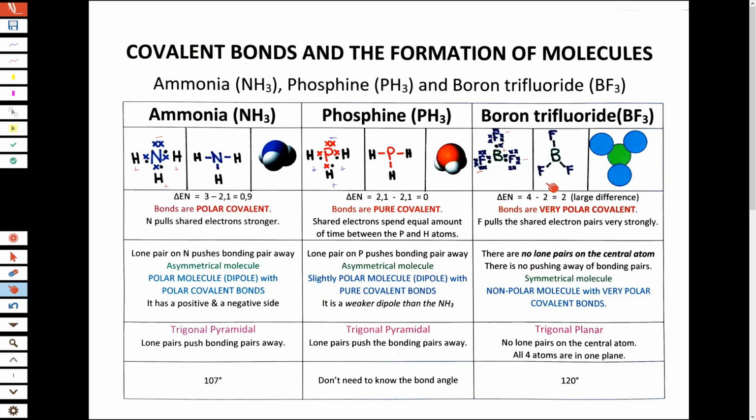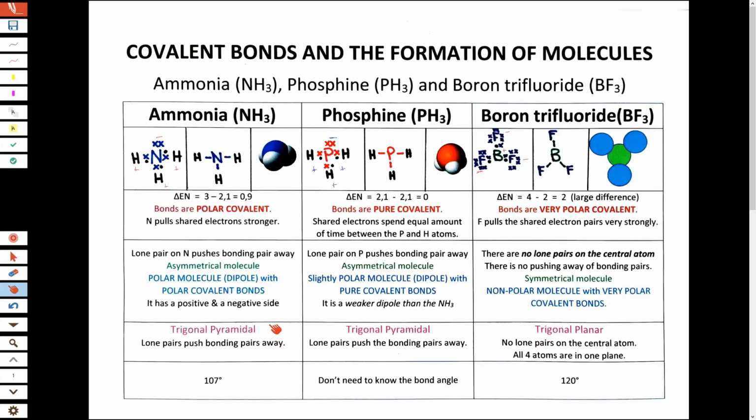The boron trifluoride, there are no lone pairs on the central atom. That is extremely important. So there's no pushing away of bonding pairs. This results in a symmetrical molecule. We have a non-polar molecule. The molecule as a whole is non-polar, but it has very polar covalent bonds inside. So the intramolecular forces or bonds are very polar covalent bonds.